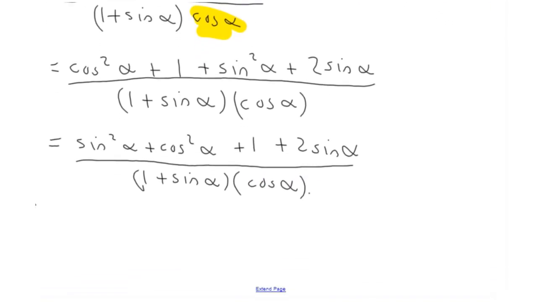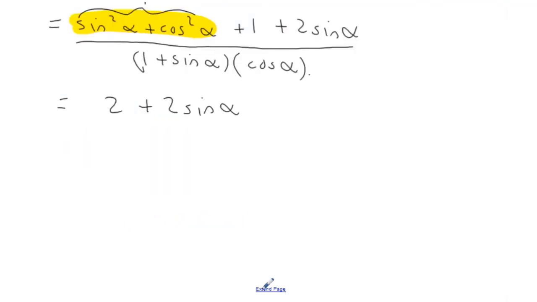So if we just tidy up this numerator, sine squared alpha plus cos squared alpha is 1. We might even show that we know that that's 1. So now this equals 1 plus 1, which is 2. So this is going to be 2 plus 2 sine alpha over 1 plus sine alpha cos alpha.